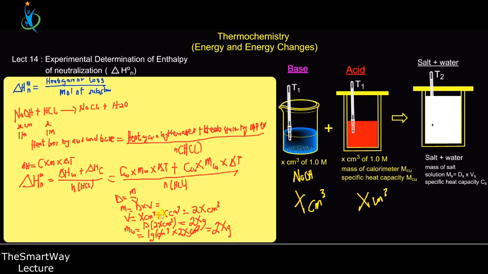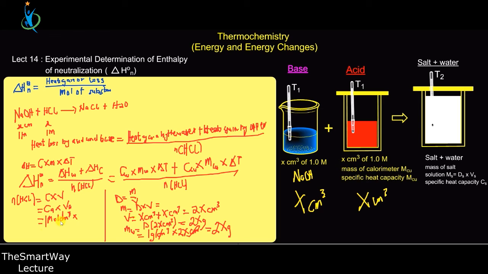The last one is to also look at the mole of the acid. How do we know the mole of the acid? Very simple. Here I want to find the mole of the acid that was neutralized. We know that it is the same as concentration times volume. So that is the concentration of the acid times the volume of the acid.